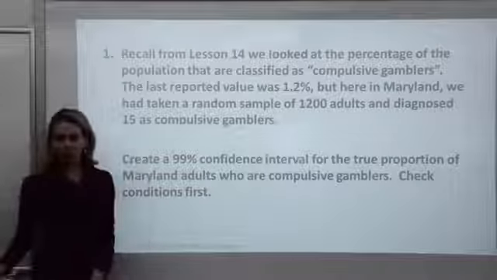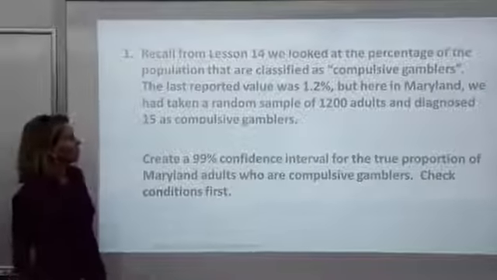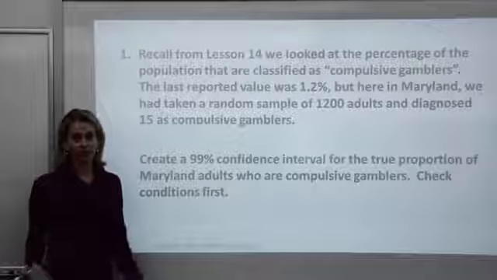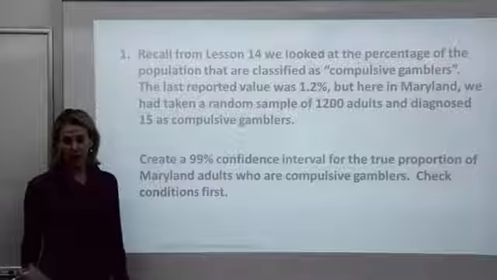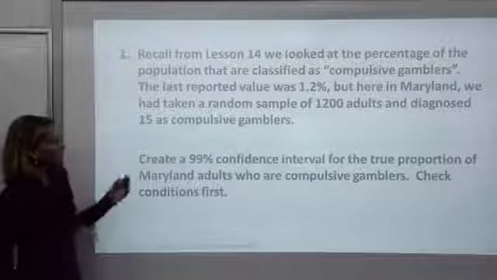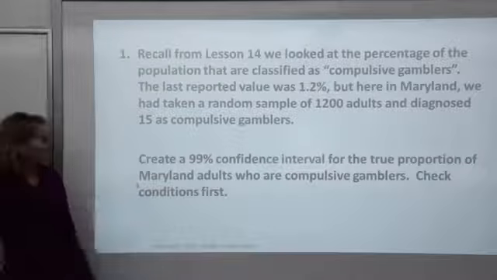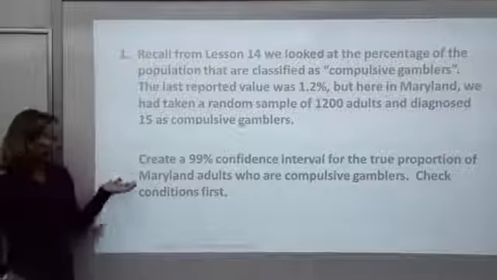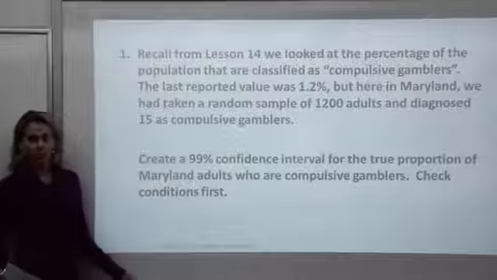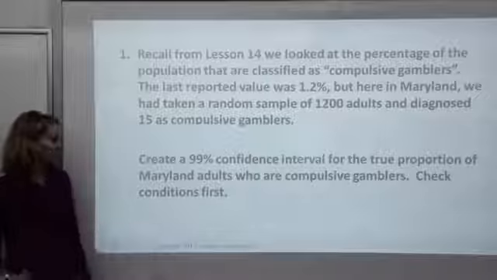You might recall from lesson 14 we had looked at an example with compulsive gamblers, so we're going to return to that. We looked at the percentage of the population that were classified as compulsive gamblers. The last reported value was 1.2%. But here in Maryland, we had taken a random sample of 1,200 adults and diagnosed 15 as compulsive gamblers. So let's say that we would like to create a 99% confidence interval for the true proportion of Maryland adults who are compulsive gamblers. And we'll first check our conditions.